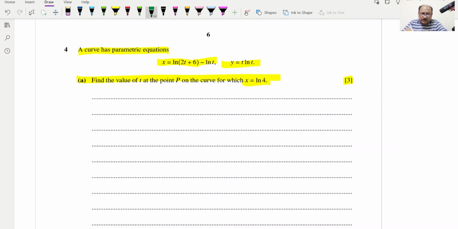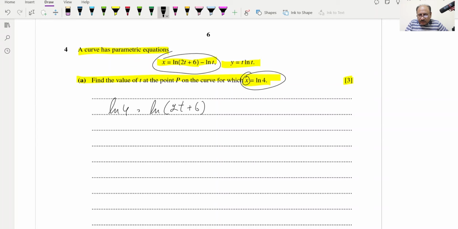We can equate this, and for that we can write this is equal to x. So this equation and this equation we can equate. We will get log of 4 is equal to log of 2t plus 6 minus log of t, and further we can rewrite this applying the log rule, and that will be log of (2t plus 6) over t, because log m minus log n is equal to log m over n.